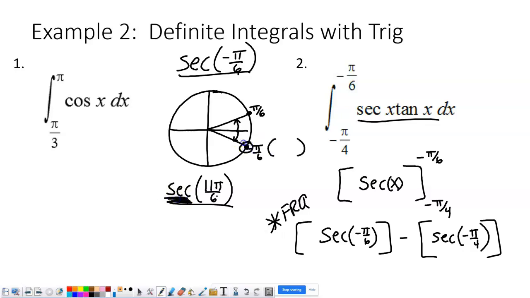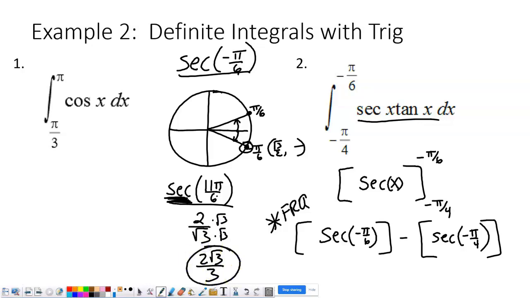What's the x value of this point? Well, I've taken the time to memorize it, and I know that it's radical 3 over 2. We don't care about the y right now, but I do know that the x value there is radical 3 over 2. So secant of 11 pi over 6, the reciprocal of that would be 2 over radical 3. Now, we don't usually leave our answer with radicals on the bottom, so we would have to rationalize that. And what we would end up with is this. So here's your final answer.